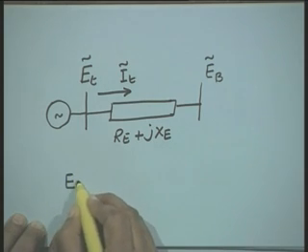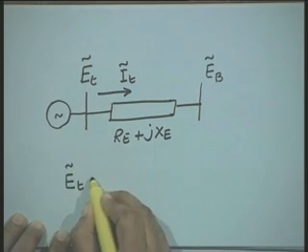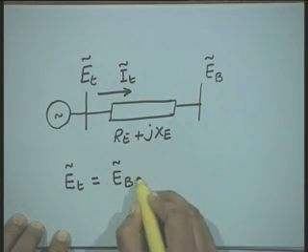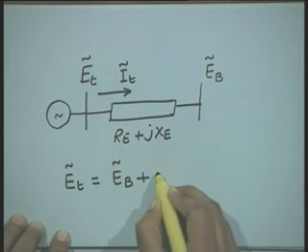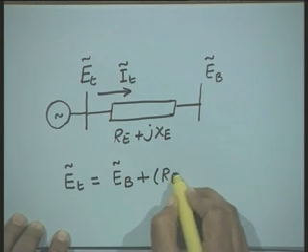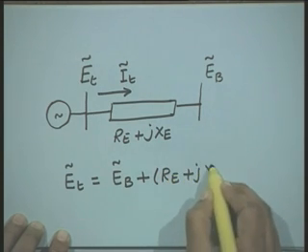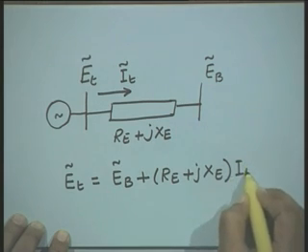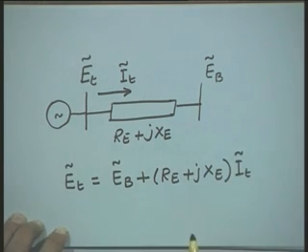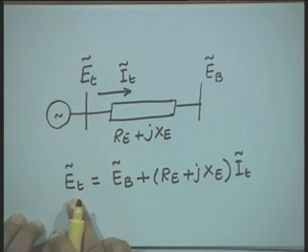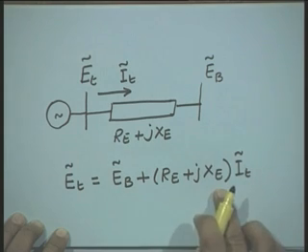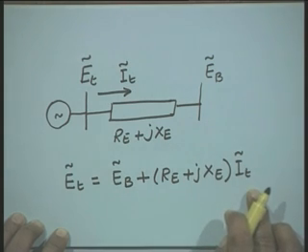E t is equal to E b plus R e plus j times x e into I t. This is the network constraint equation, a very simple equation which relates the terminal voltage of the synchronous generator to the infinite bus voltage in terms of the line impedance and current. Okay.